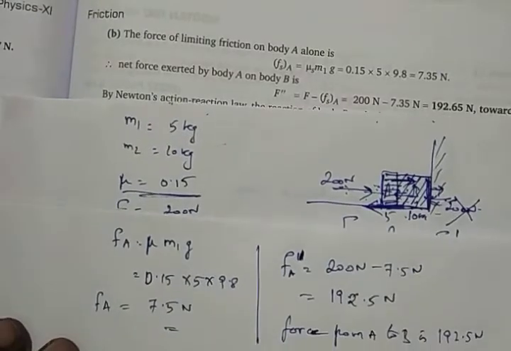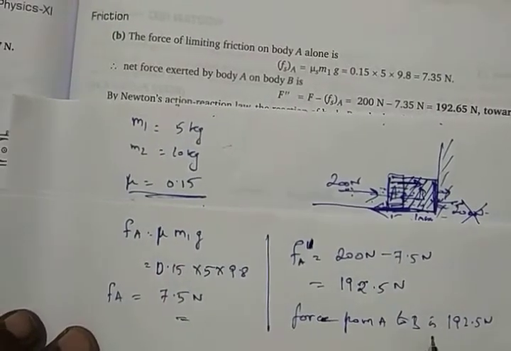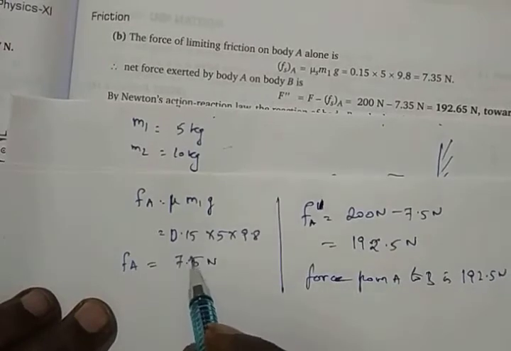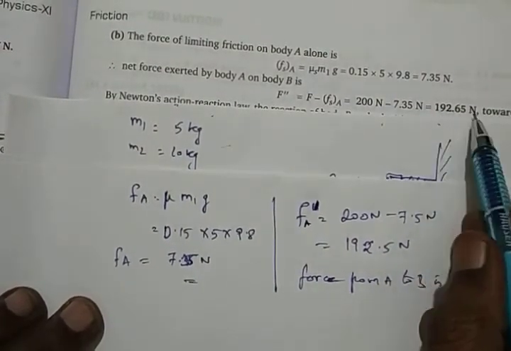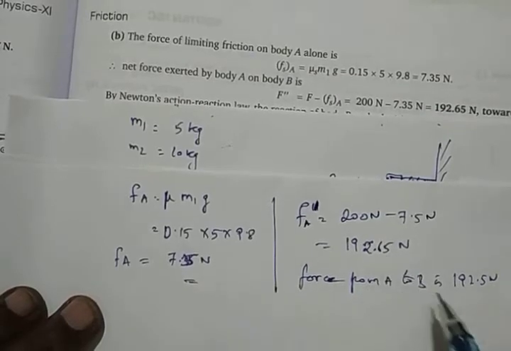Right? Then it is actually 3.35. If you look at this question, it is 192.65. It is coming 65, right? 65.